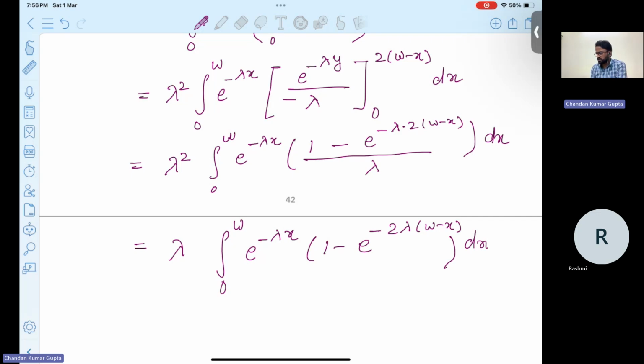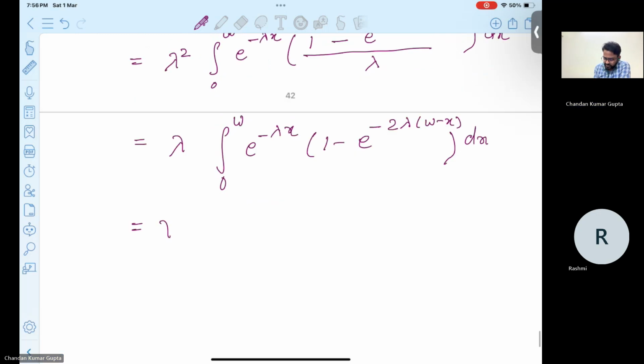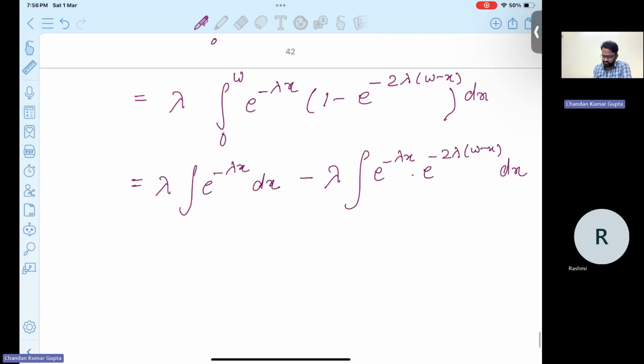Now, if you can see, we can do it in parts. Lambda e to the power minus lambda x dx minus lambda e to the power minus lambda x into e to the power minus 2 lambda w minus x dx. Okay, just multiply e to the power minus lambda x and open the parenthesis. We can write it in this form.